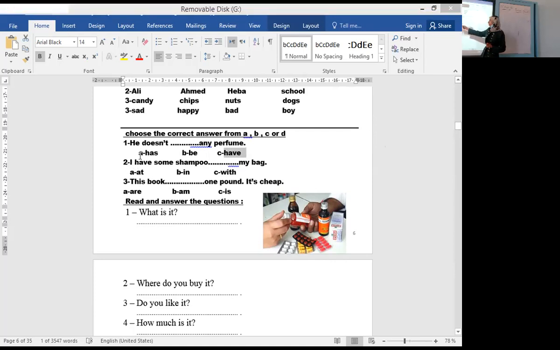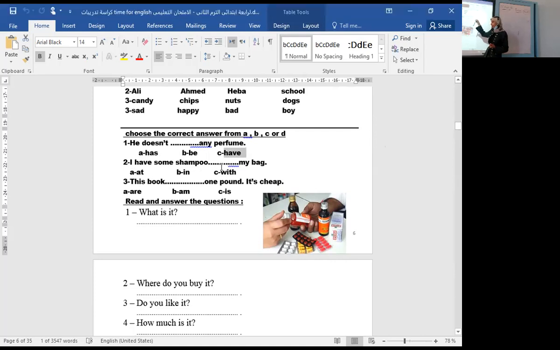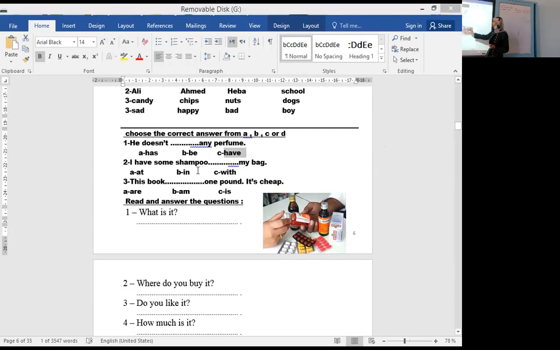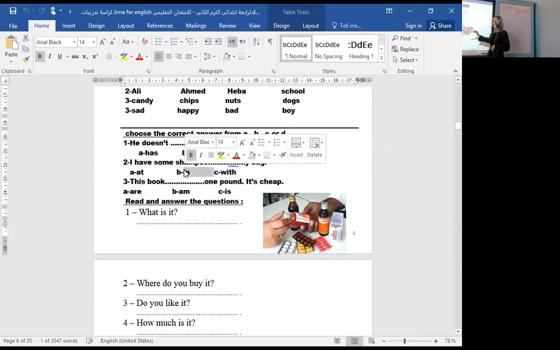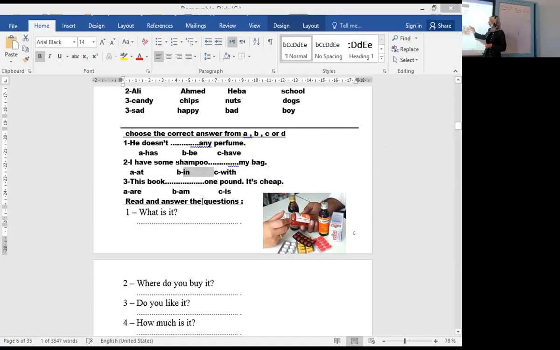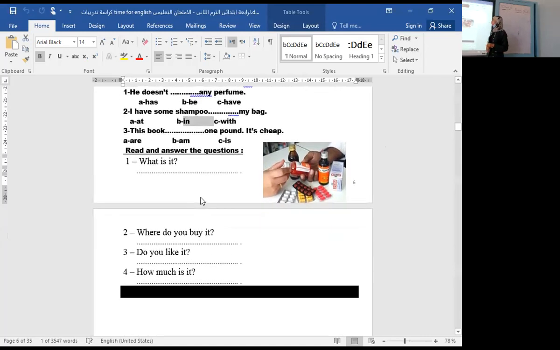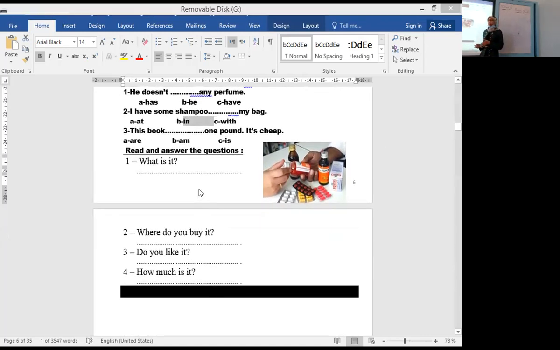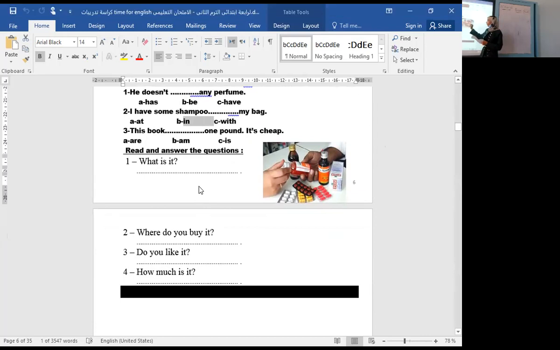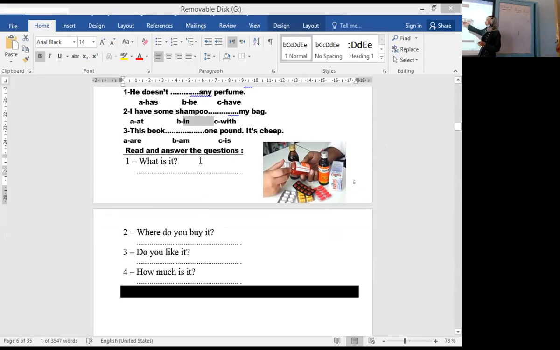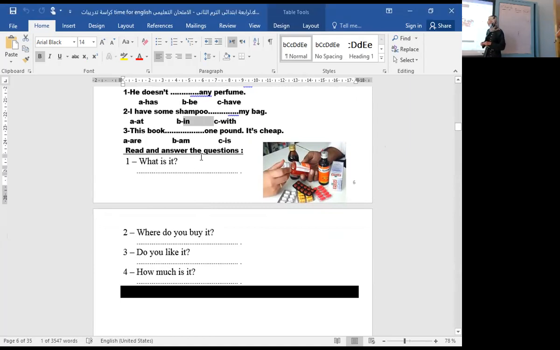Second question, I have some shampoo, space, bag, at or in or with, of course, in my bag. I have some shampoo in my bag. I mean inside my bag. This book, space 1 pound, it's cheap. This book, is it singular or plural? Of course, this book is singular, so with singular nouns, you have to put is. This book is 1 pound.